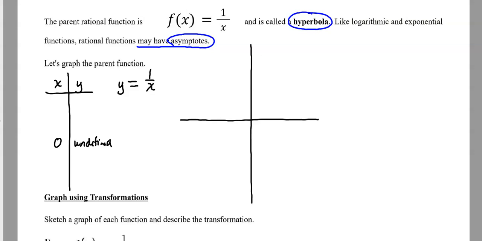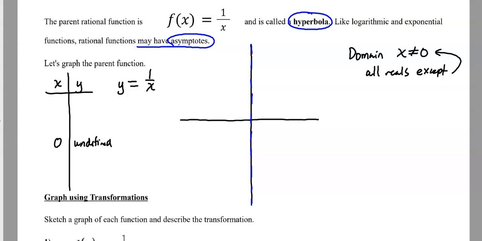So if I'm thinking about my domain, x cannot equal 0. But it really could be everything else. So it really could be all reals, except x is not allowed to be 0. So there's an asymptote right there. So there's this asymptote coming down that kind of blocks it from crossing over that line.